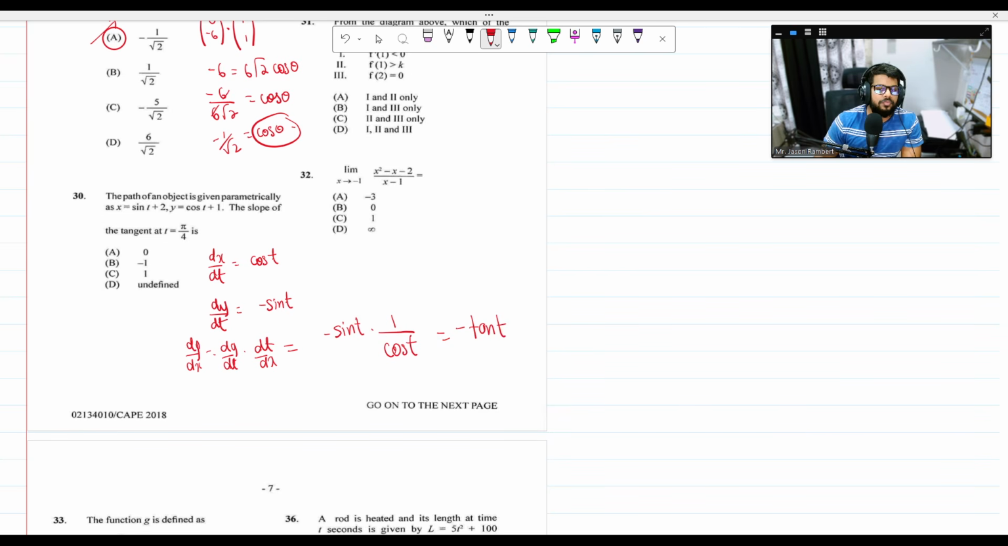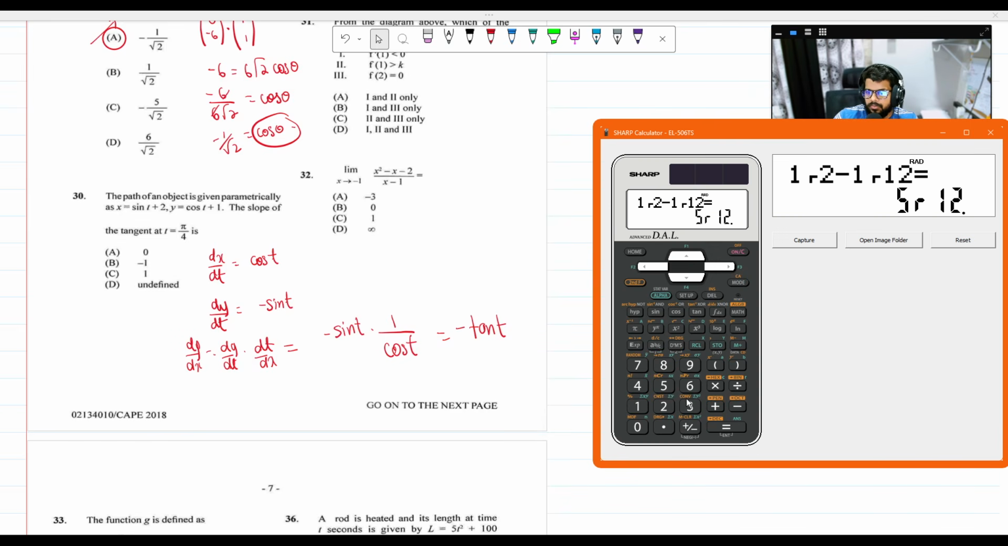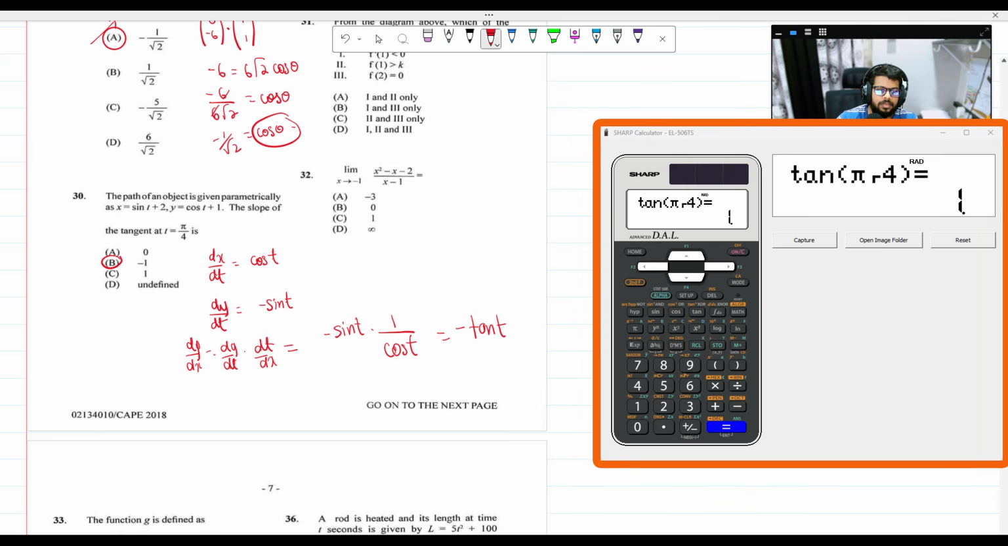When t is pi on 4, let me see what minus tan t is. So tan of pi on 4, I believe it's going to be 1. Minus tan of pi on 4 is going to be minus 1. So that's going to be the gradient of my tangent.